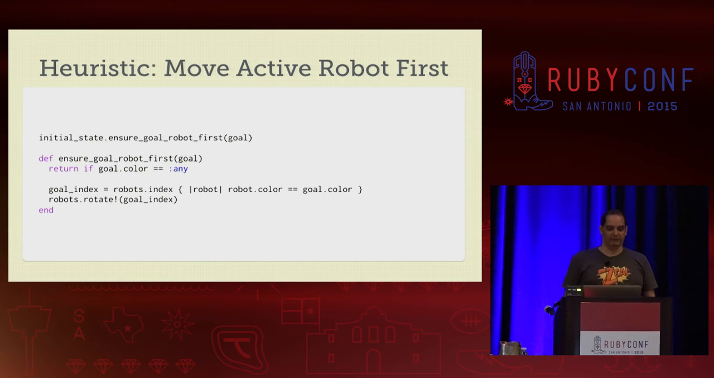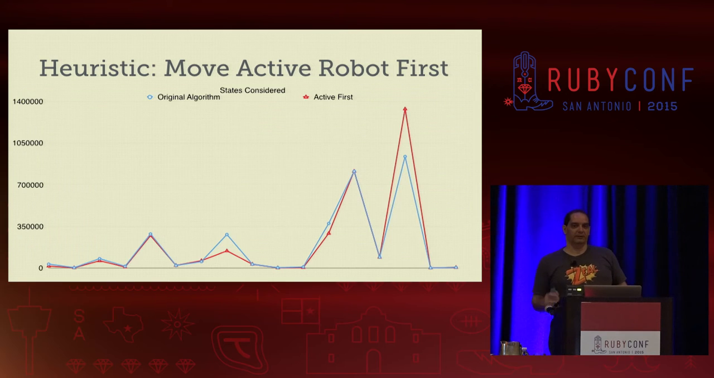So here, before I start calling the solver, I just find the index of the goal robot and use a rotate method to get that to the front of the array. Rotate's kind of a cool method. And this is what happened. I ran all my timings. I had one sample game and I ran through all 17 turns.